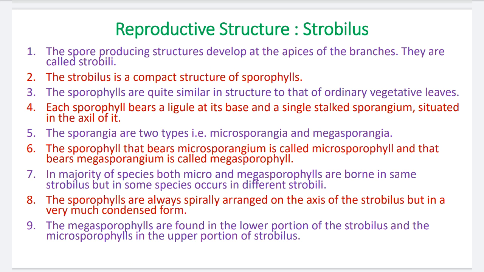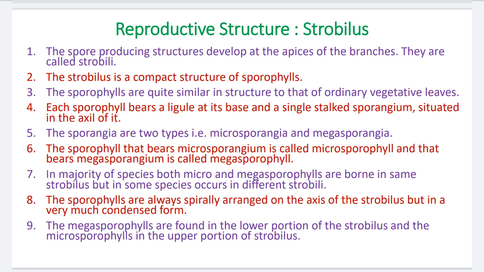Number 2, the strobilus is a compact structure of sporophylls. This strobilus is made by the sporophylls, and when the strobilus is young, the sporophylls are compactly arranged. Number 3, what do sporophylls mean? Spore producing leaves are called sporophylls. The sporophylls are quite similar in structure to ordinary vegetative leaves. These sporophylls are typically green in color. They are leaf-like, so they look like vegetative leaves.